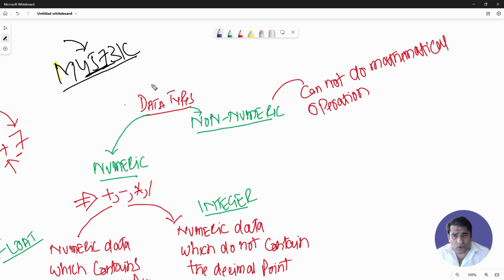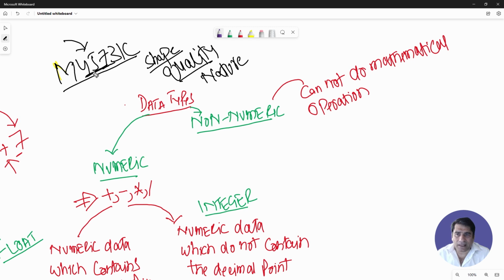My friends, whenever we talk about the data type, you will never look at the shape of data. It is always the quality or the nature of the data. So see, its shape is numeric like, but they are not numeric. You cannot do the mathematical operations on that thing. And the only difference between numeric and non-numeric data is mathematical operations. I hope you understand that point.